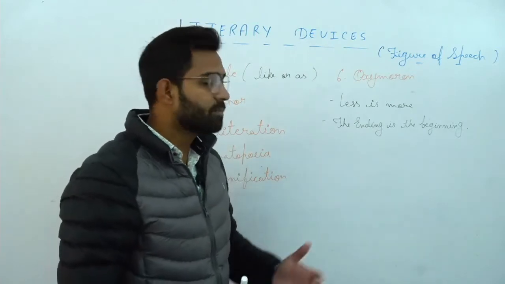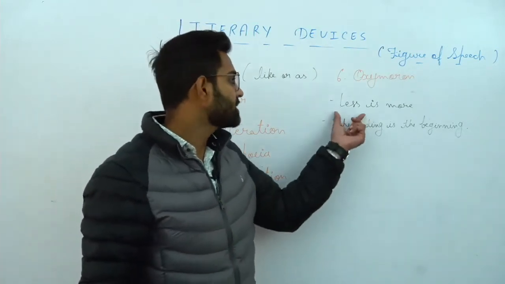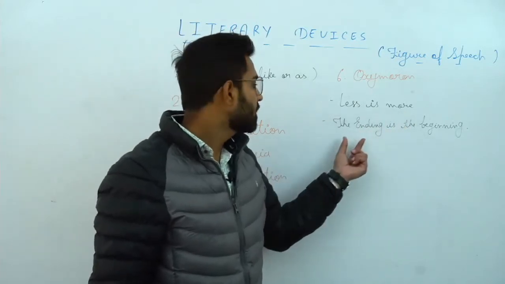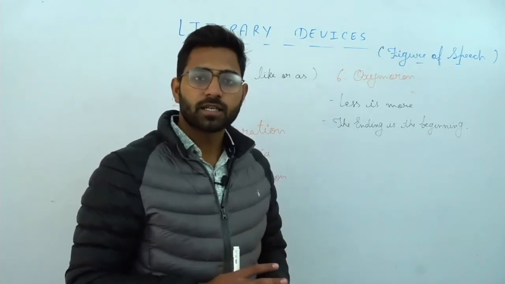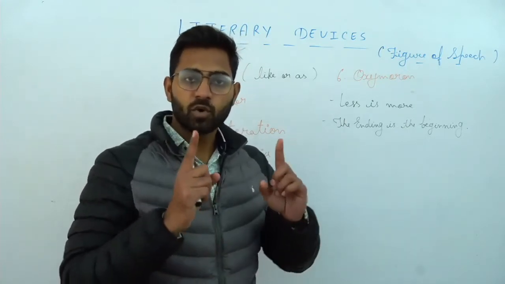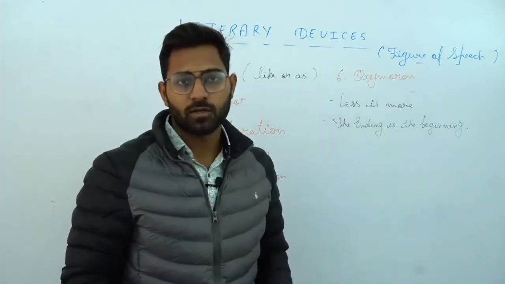Here are two examples of oxymoron. You can see two contradictory things, less and more, in a single statement. The ending is the beginning. This is a single statement, but these both contradict each other, and that becomes oxymoron. Hope you are clear with that.